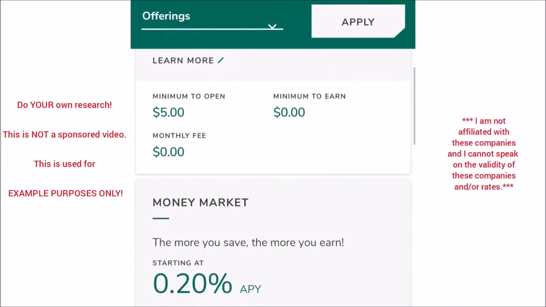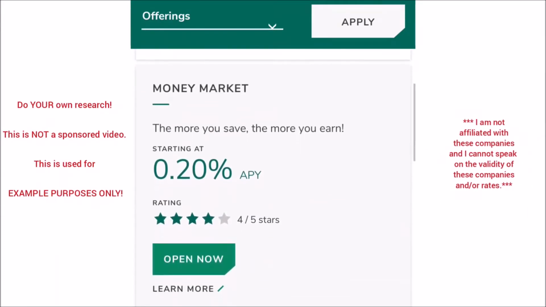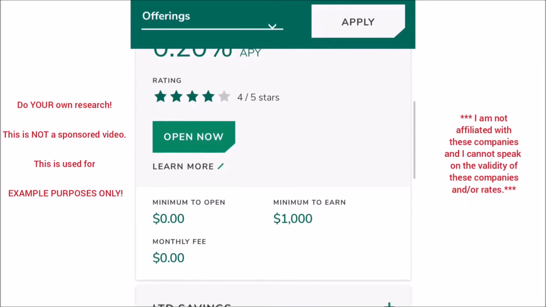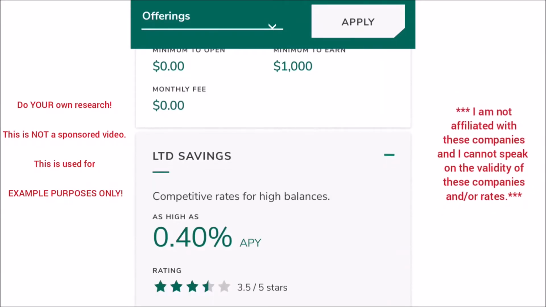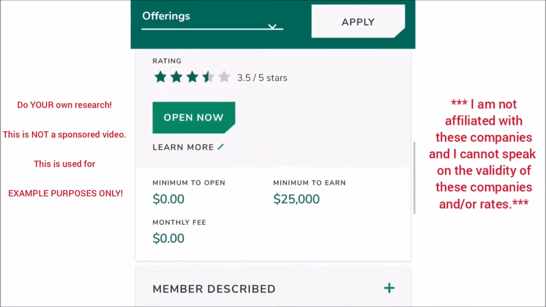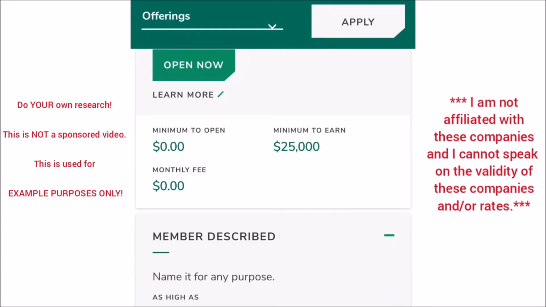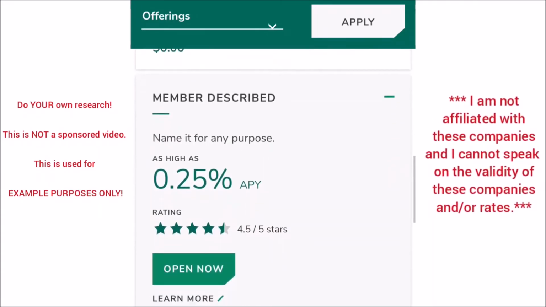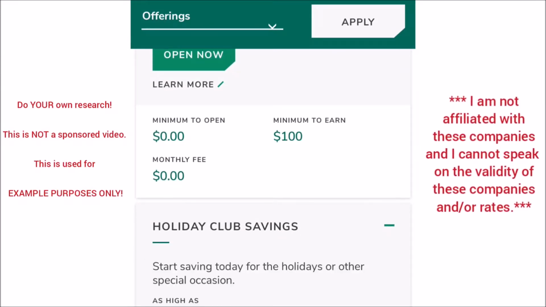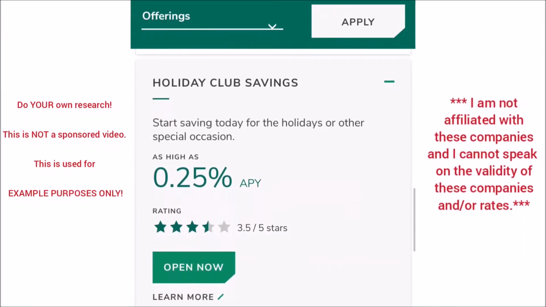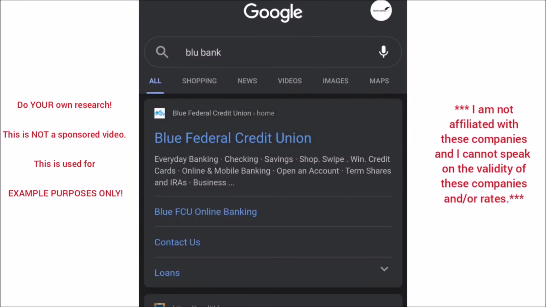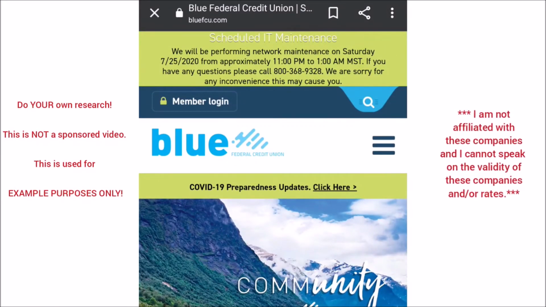Now, if we keep watching, you'll see that the money market account is 0.20 APY. The minimum to earn is $1,000. For LTD savings, I'm not sure what LTD is, but it's 0.40, and the minimum to earn is $25,000. Then 0.25% APY, and Holiday Club savings is 0.25 as well. The minimum to open is nothing, and the minimum to earn is nothing. So you don't have to put a whole lot in to start getting that interest.